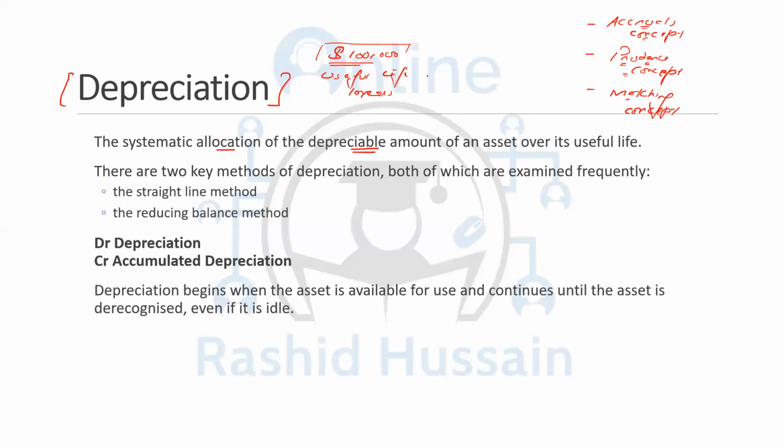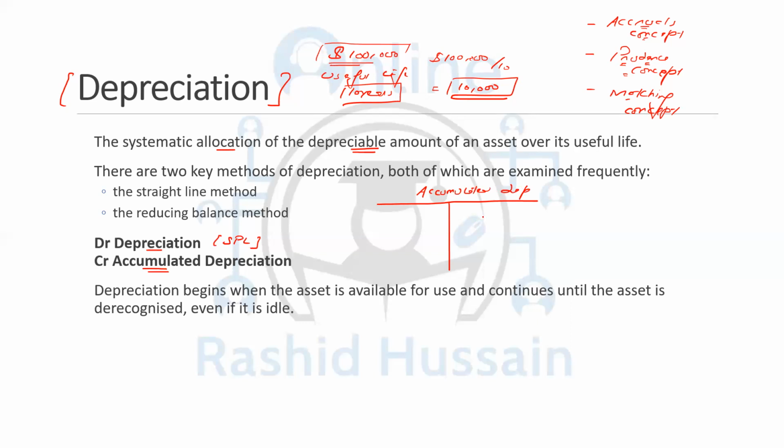So if I bought an asset for $100,000 and the life is 10 years, then what I'm going to do is take the $100,000, divide by 10, and $10,000 per year is going to be the depreciation. Now, the double entry of the depreciation is debit depreciation, an expense which goes to the statement of profit or loss, and credit accumulated depreciation. When we say accumulated depreciation, that means we are accumulating the depreciation of every year.